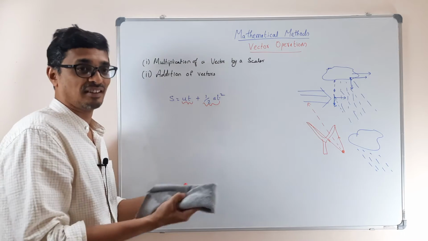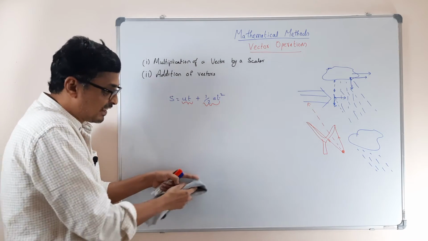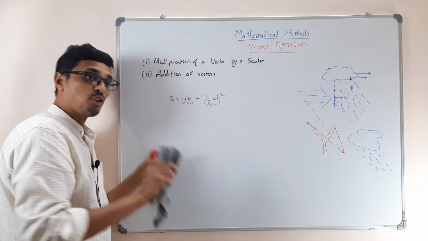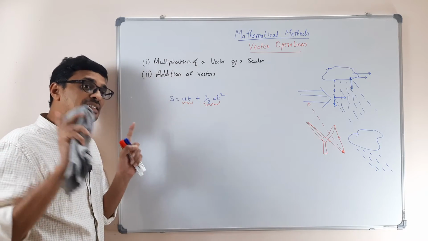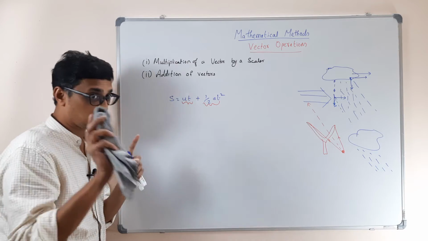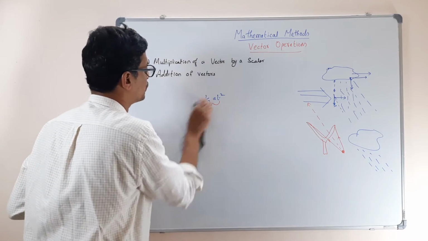You can add two accelerations. You can add two velocities, like I said, the river and the boat, they both are velocities. You can add only the same physical quantities. This is one important thing which I didn't tell you, so you should remember.